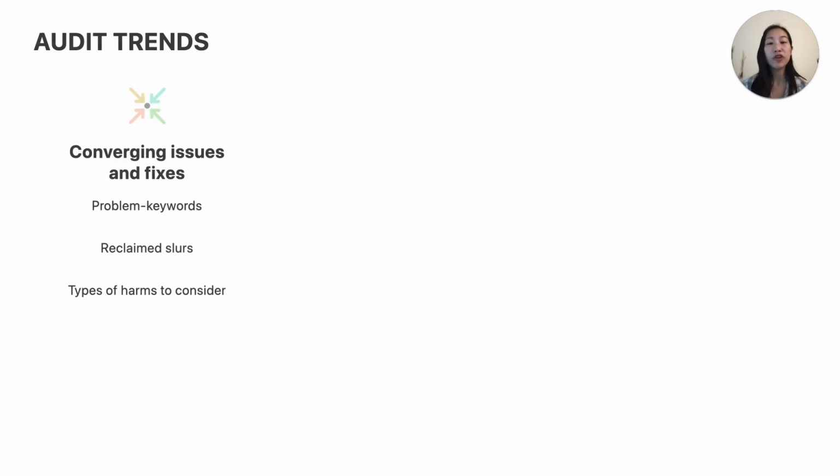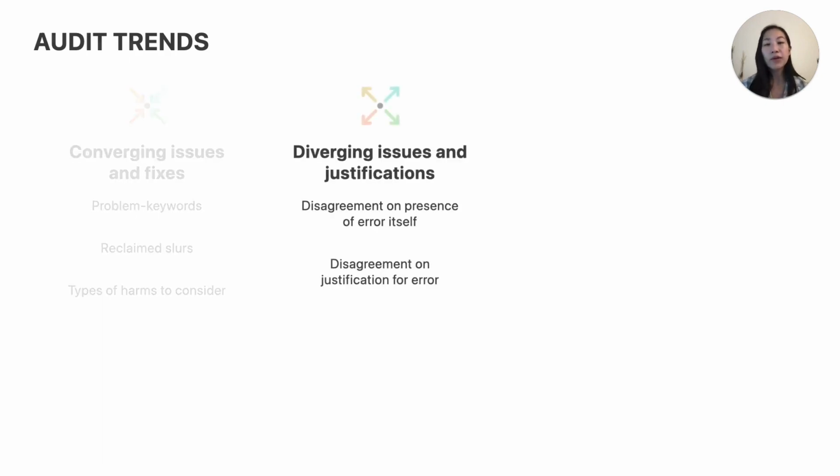First, there were converging issues, where there was substantial overlap among issues and fixes raised by participants. For example, participants largely agreed that uses of reclaimed slurs within marginalized communities should not be flagged. Then there were diverging issues, cases where within the same topic, users had insightful, differing perspectives. For example, some users thought that speech against white people should be flagged, but others thought that there needed to be space for this discourse.